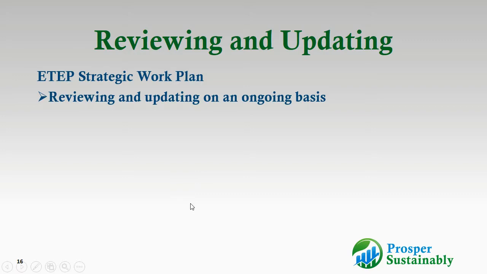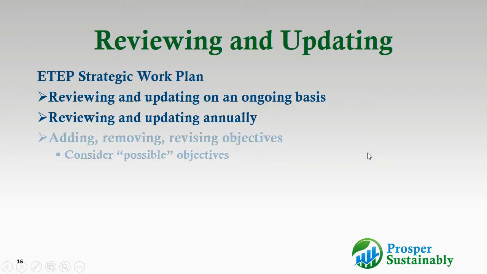So you could be reviewing your ETEP strategic work plan and updating it on an ongoing basis. I would say you definitely want to review it annually. I kind of showed some examples where you're meeting with your staff members or their stakeholders and you're making adjustments to the plan on the fly as appropriate. Those are ones you're probably making for the current year and maybe the next year. You're not making updates to the full plan. You will want to review and update the full plan on an annual basis.